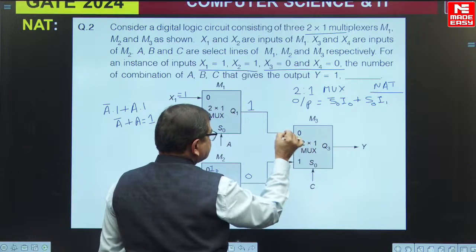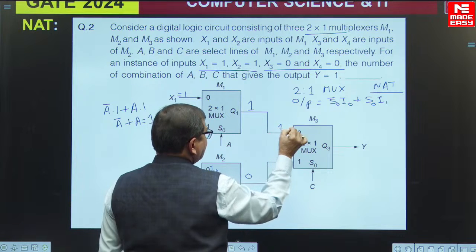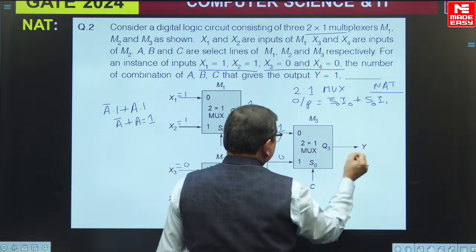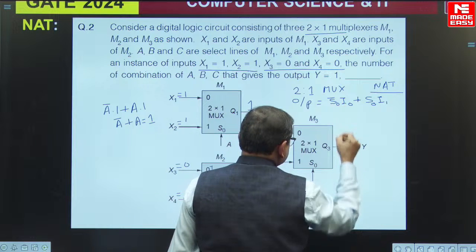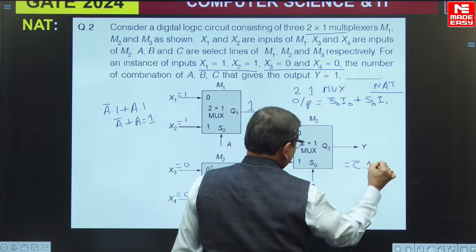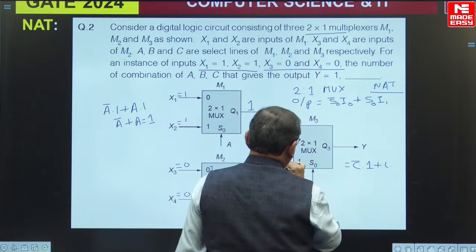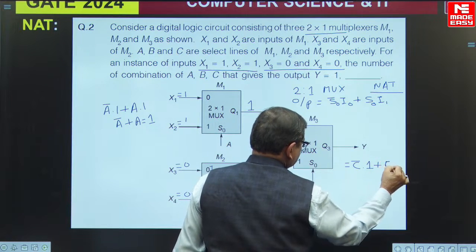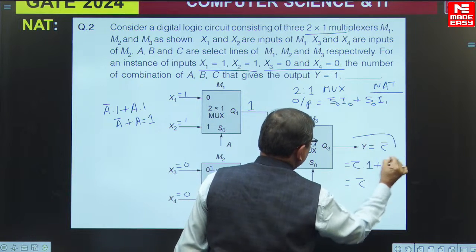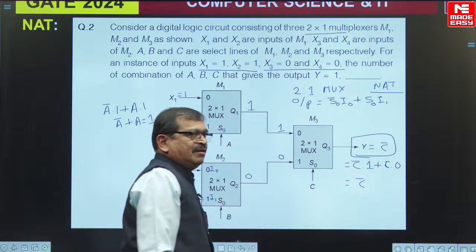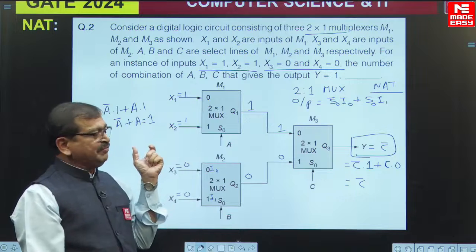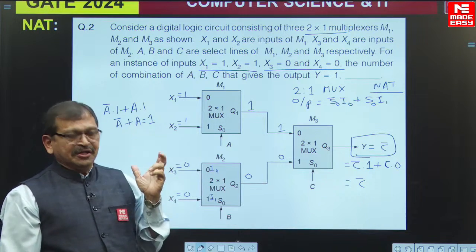So for multiplexer 3, line 0 input is 1, line 1 input is 0. Reading the multiplexer 3 output, in the place of S0 it is C, so C complement I0, where I0 is 1, and C I1, where I1 is 0. So effectively it is only C complement.